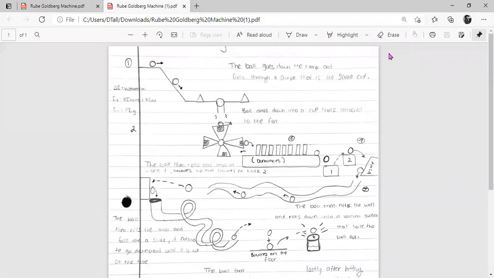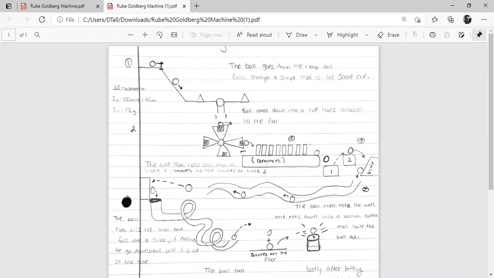Hi, this is my final project for Physics 105. This is the Rube Goldberg machine that I drew out. I will first explain what is actually happening throughout the machine, and then I will go through the physics concept of it. So first it starts with a ball that goes down the ramp.